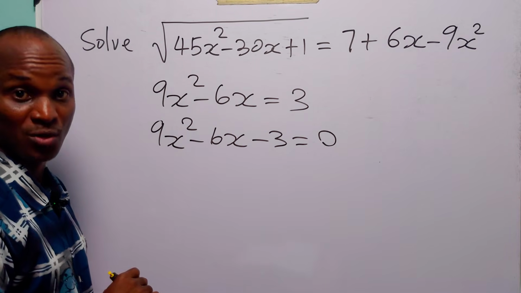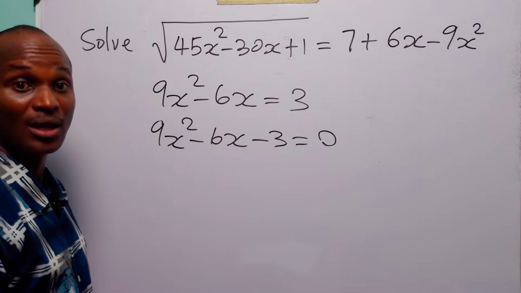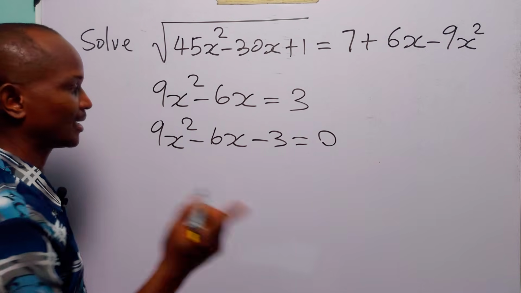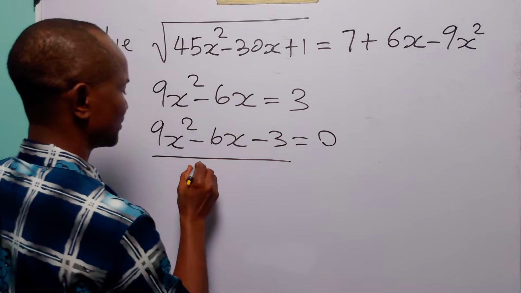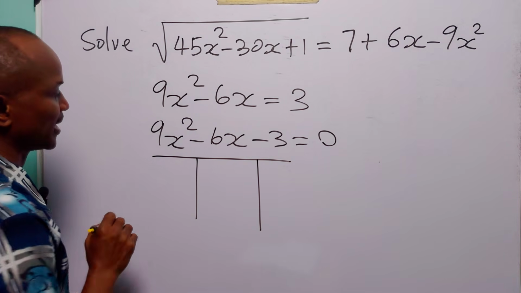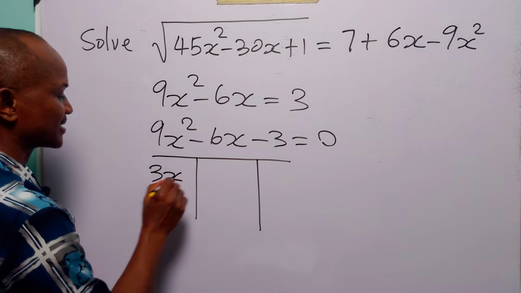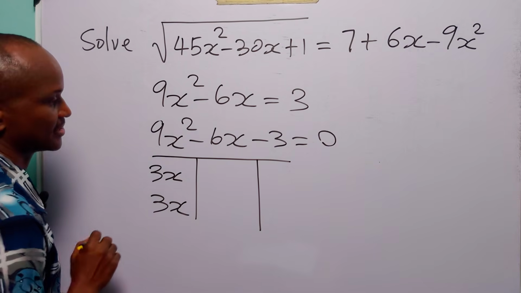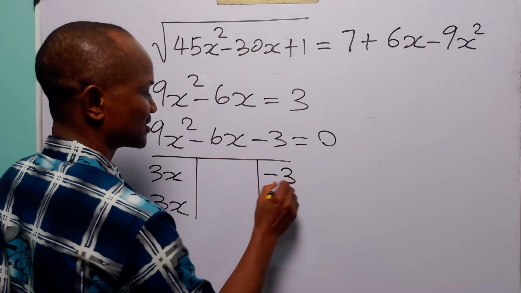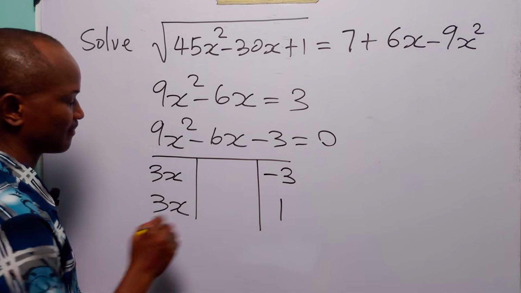Now, we can solve this quadratic equation by factorization, but since the coefficient of x squared is not 1, let us use the table method. Now, what are the factors of 9x squared? We have 3x and 3x. What are the factors of minus 3? We have minus 3 and 1.